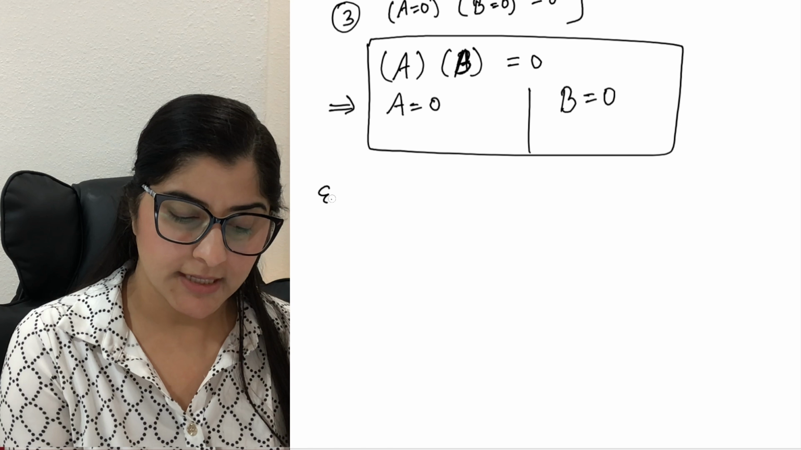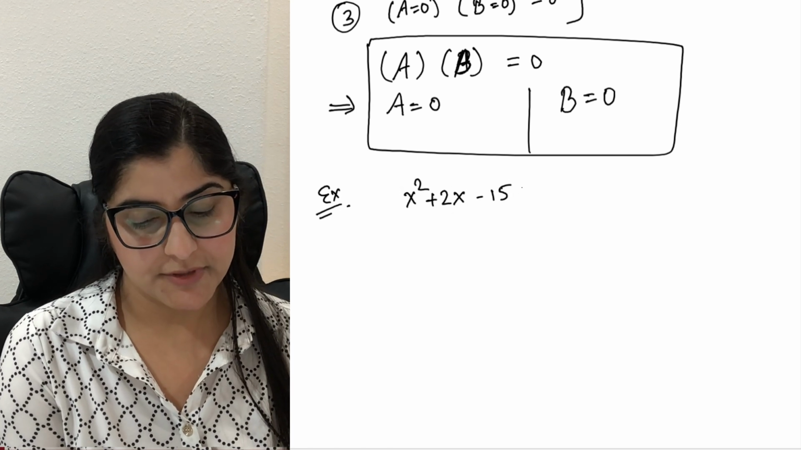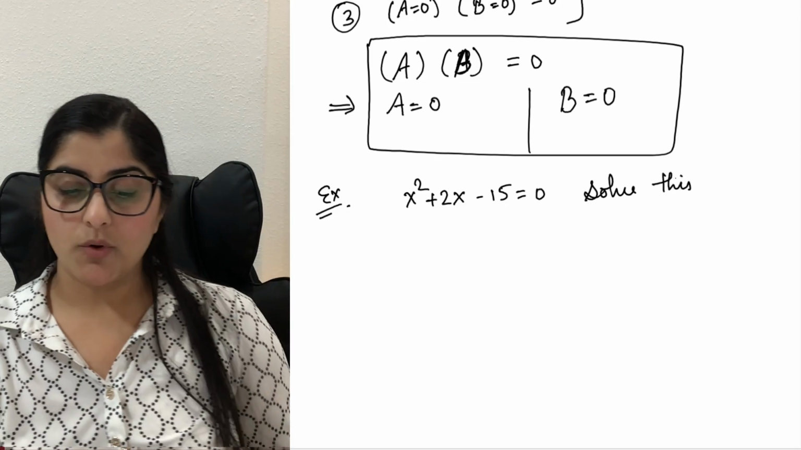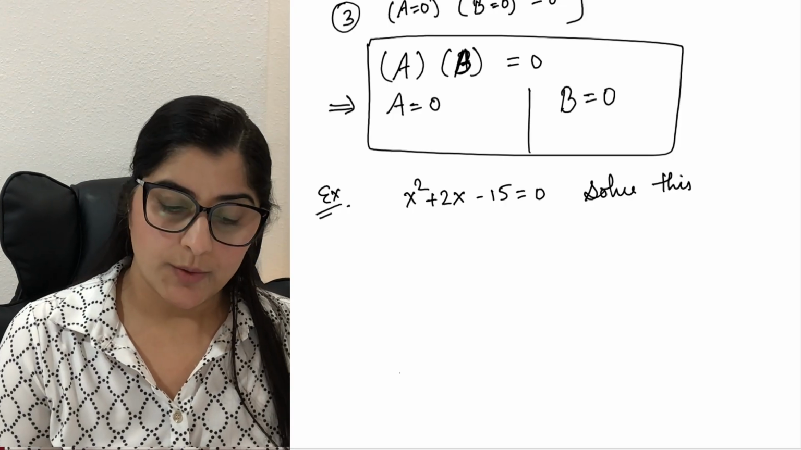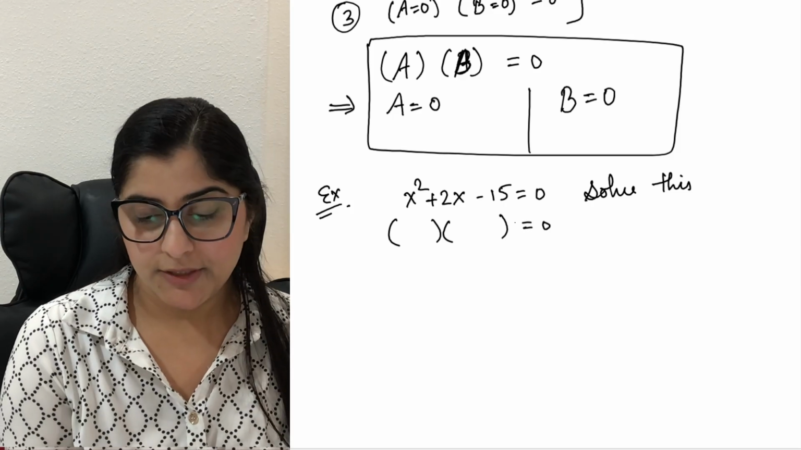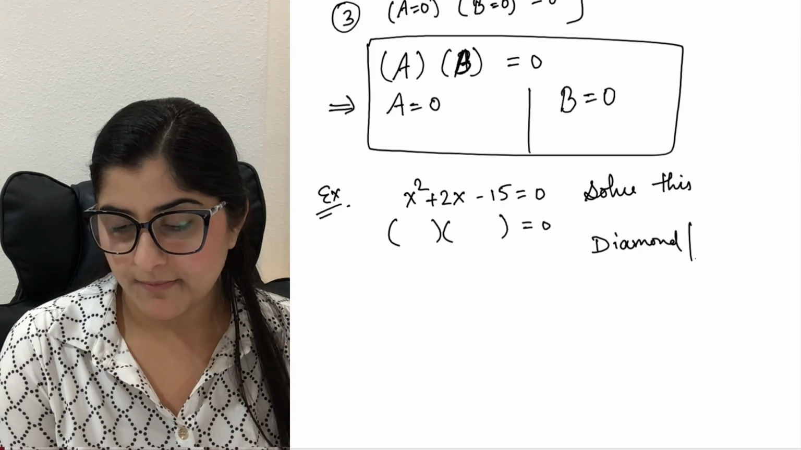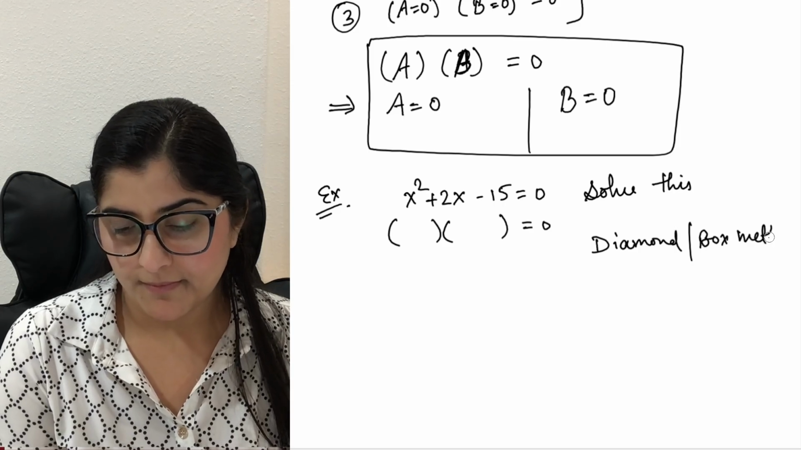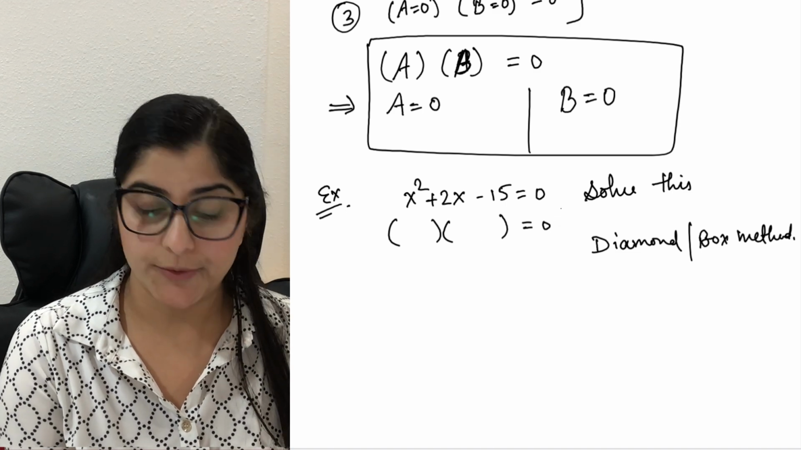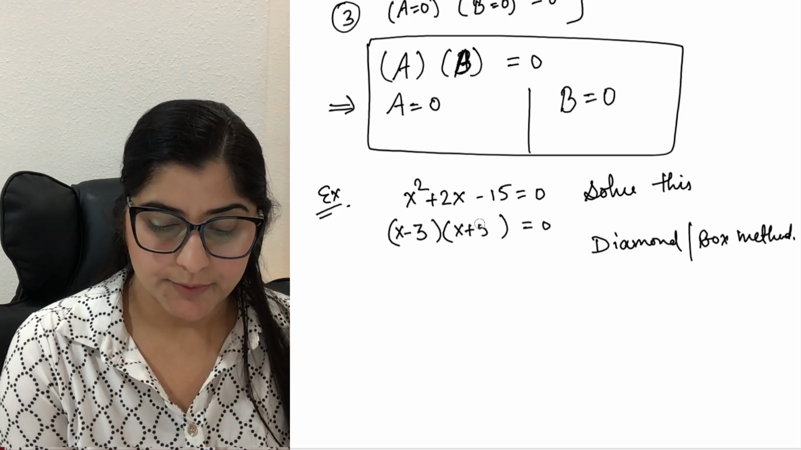So let's talk about this equation: x squared plus 2x minus 15 is equal to 0. Let's solve this equation. This is a quadratic equation. So what we will do, we will find the factors of this quadratic equation. We will use the diamond and box method to find the factors, and the right hand side is 0. So it will be x minus 3 and x plus 5.